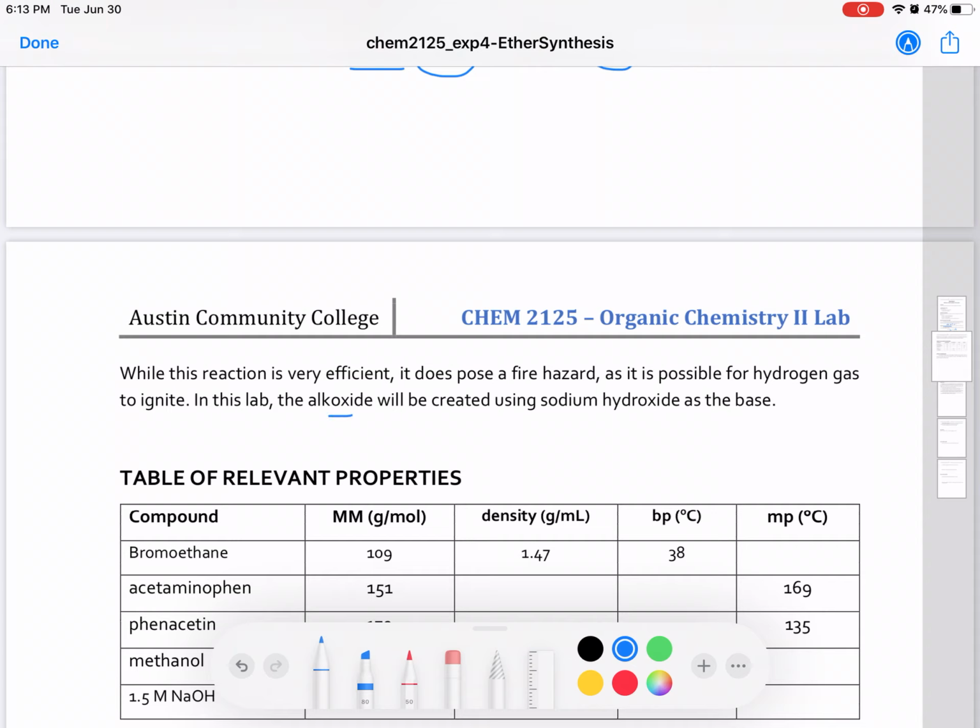So we're going to form our alkoxide using sodium hydroxide as the base instead of sodium hydride. Sodium hydroxide is a friendly base. We have it in our labs, and we have worked with it. It does not generate hydrogen when we react with sodium hydroxide.